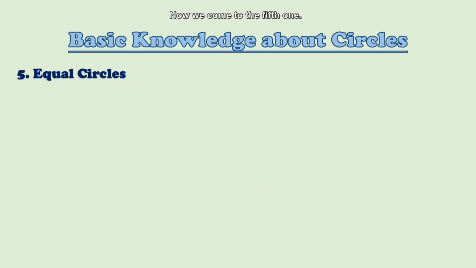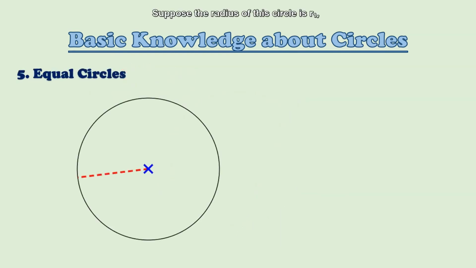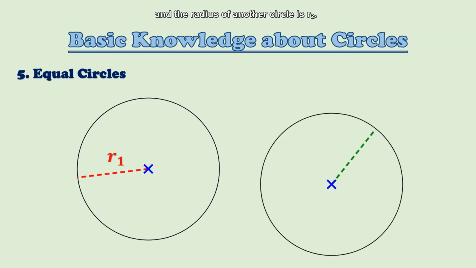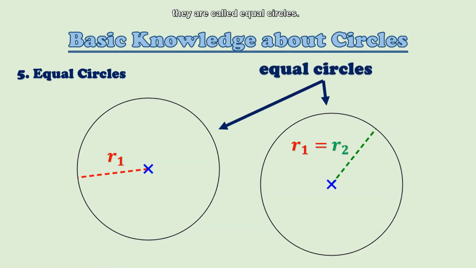Now we come to the fifth one. Suppose the radius of this circle is R1, and the radius of another circle is R2. If R2 is equal to R1, that means these 2 circles have the same radius, and therefore these 2 circles are the same. In mathematics, if the radii of 2 circles are the same, they are called equal circles.